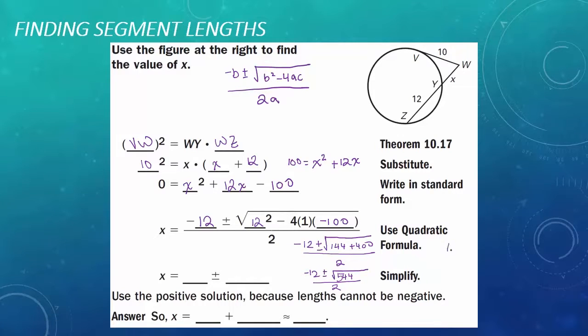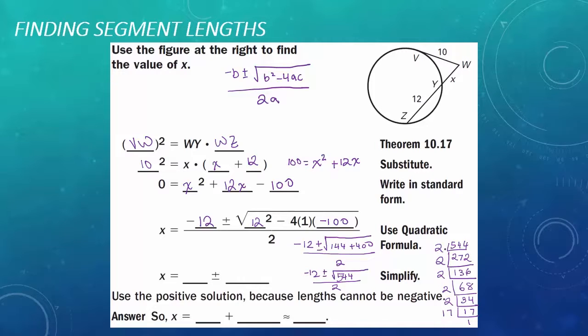Simplify the square root of 544. The smallest prime number I can divide 544 by is 2. That gives me 272. Divide that again by 2. That gives me 136. Divide again by 2. That gives me 68. 2 gives me 34. 2 gives me 17. And the next number I can divide 17 by is 17.